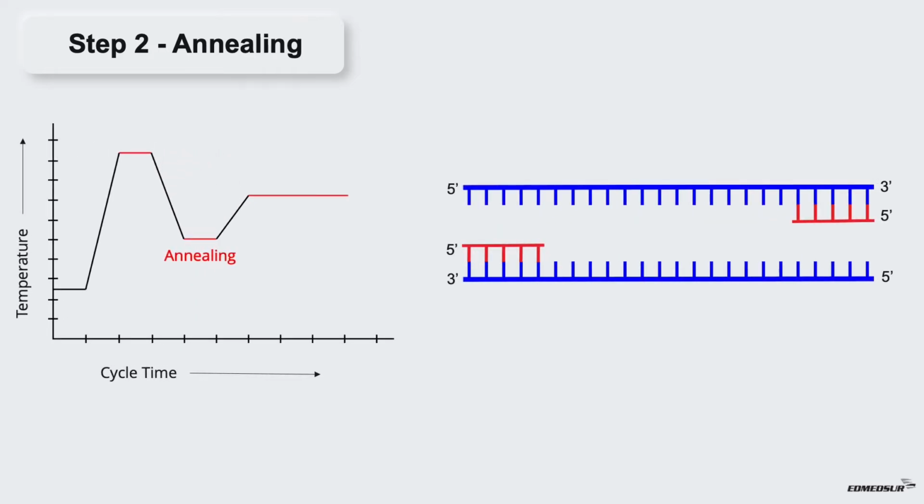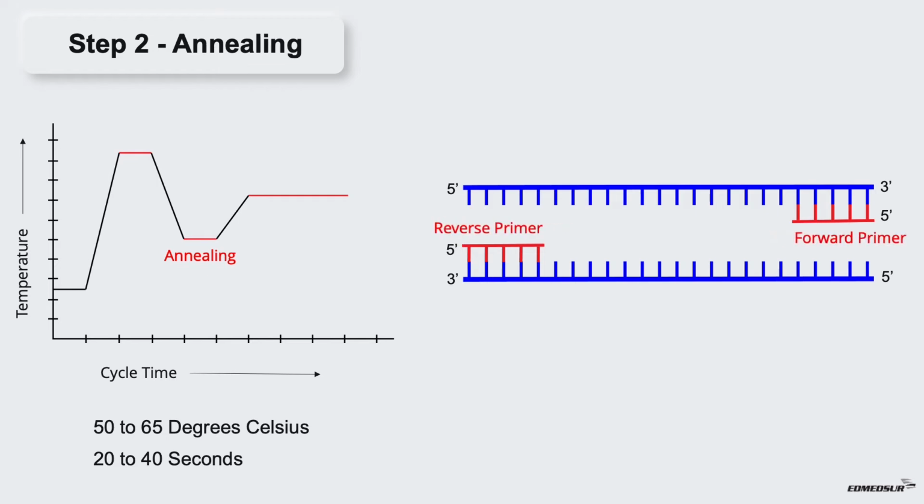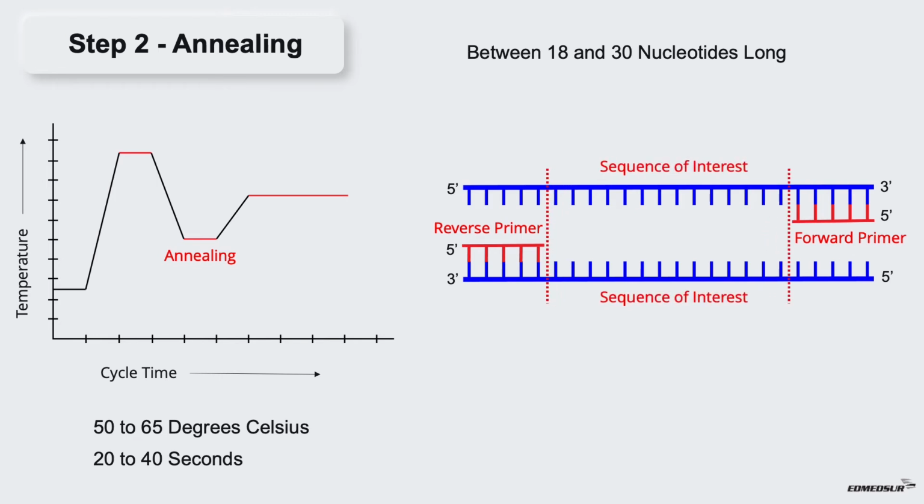Step 2. Annealing. During annealing, the temperature of the machine is brought down to between 50 to 65 degrees Celsius for 20 to 40 seconds. This allows primers to bind their target sequence on the single-stranded DNA. The primers are usually between 18 and 30 nucleotides long. These primers bind to the DNA just next to the sequence of interest on the 3' side. This is because the DNA synthesis takes place from 5' to 3' side.